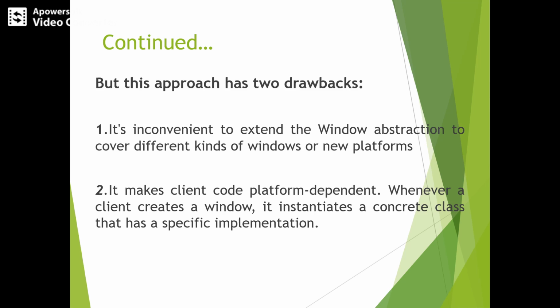Another drawback is that it makes the client code platform dependent. Whenever a client creates a window, it instantiates a concrete class that has a specific implementation. Only the window implementation should depend on the particular platform on which the application runs. Therefore the client code should instantiate windows without mentioning specific platforms. So how can we address these issues? A suitable structural design pattern is the bridge design pattern.